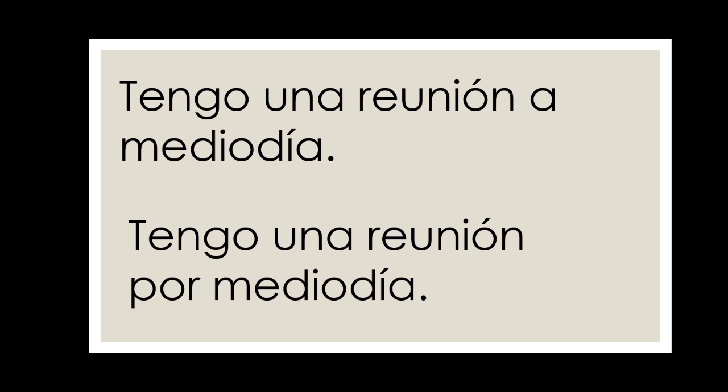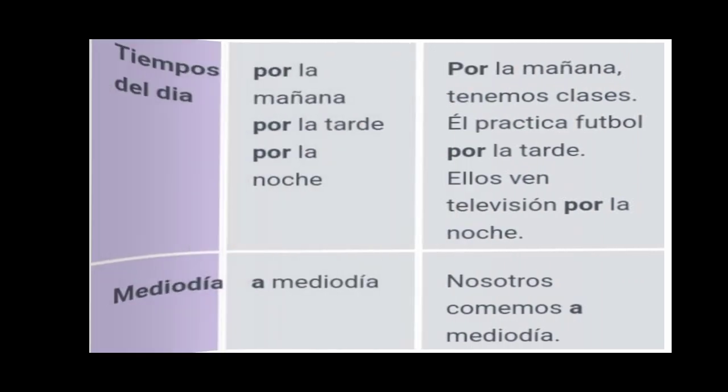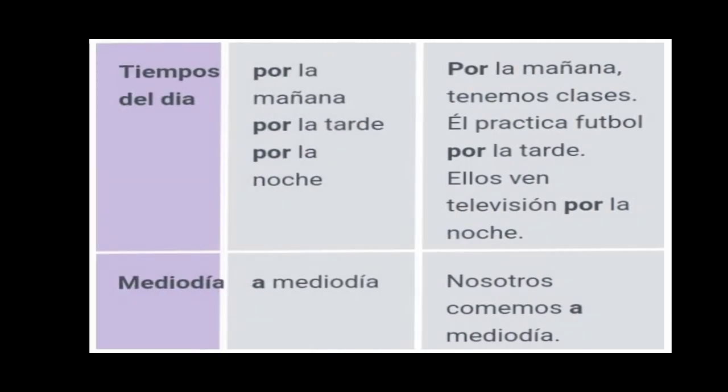We have a meeting at noon. And tengo una reunión por mediodía, around noon. Tiempos del día like por la mañana, por la tarde, por la noche: in the morning, in the afternoon or evening, or at night. Por la mañana tenemos clases. Él practica fútbol por la tarde. Ellos ven televisión por la noche. A mediodía. So we use the preposition a with mediodía. Nosotros comemos a mediodía, at noon.